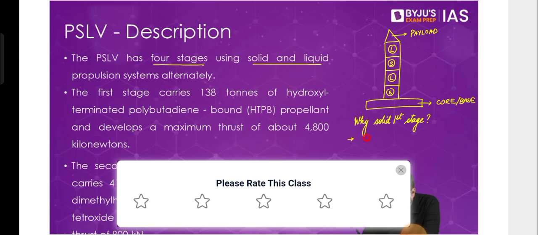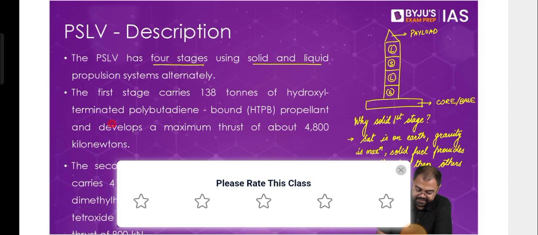So the answer is, the satellite is on the Earth, the gravity is maximum, and solid fuel provides more thrust than others. So that's why the first stage is solid.